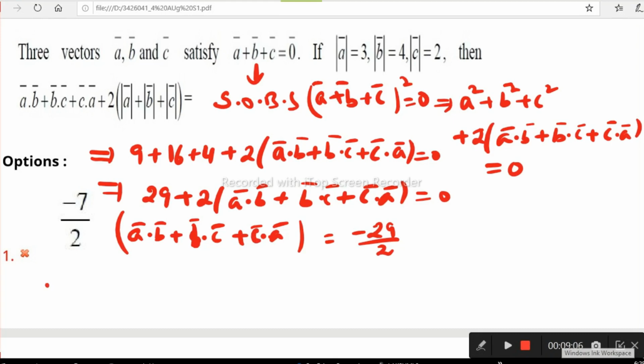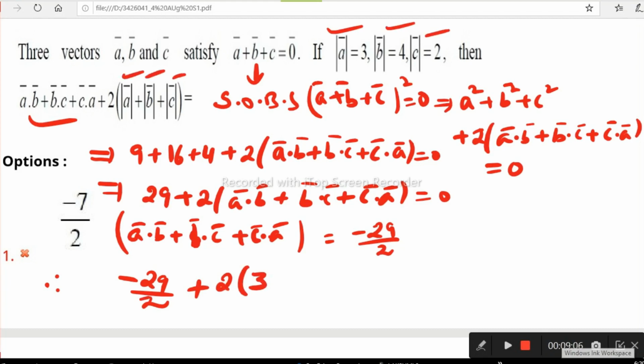Now what is the result we need? We want this result. In this result, A dot B plus B dot C plus C dot A, we have minus 29 by 2, plus besides that 2 times of mod A, already we have mod A is 3. This is mod A, then mod B, mod C values you have to substitute. In this one you have to substitute, then we can collect the required result.